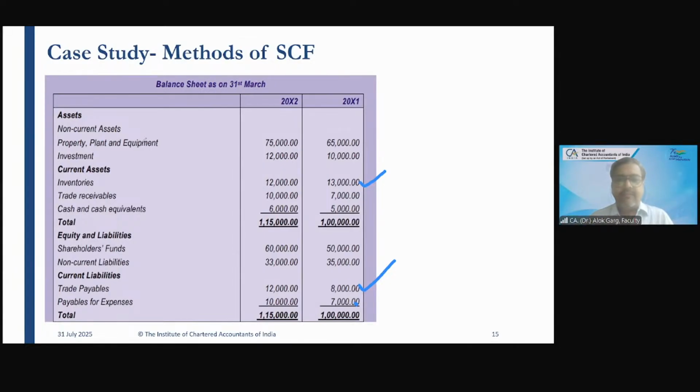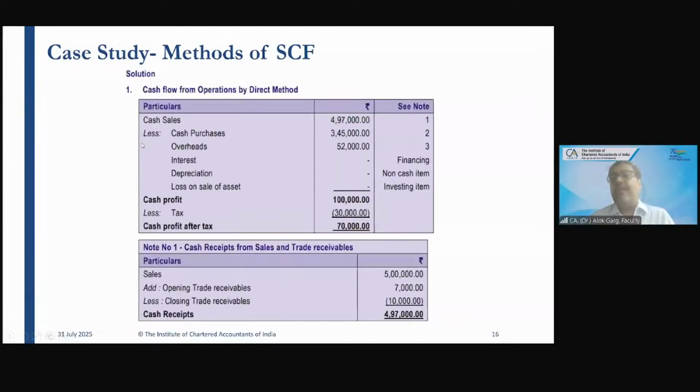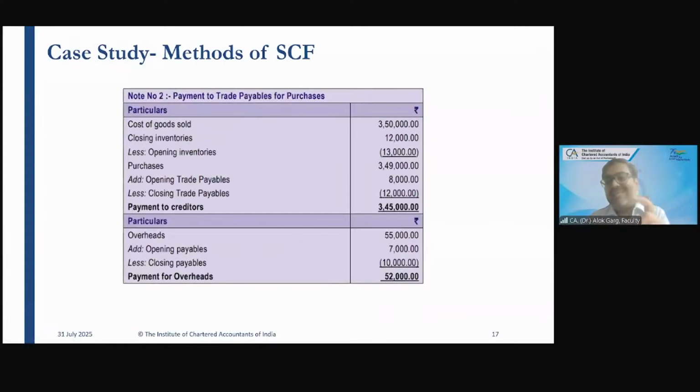So what will we do here? How will I compute my net cash flow? So 350 is my expense, purchases expense on an accrual basis. My closing inventory is 12,000 and my opening inventory is 13,000. So I will add my closing less my opening inventory. So I have arrived at the purchases during the year. Is this clear? How much purchases during the year?